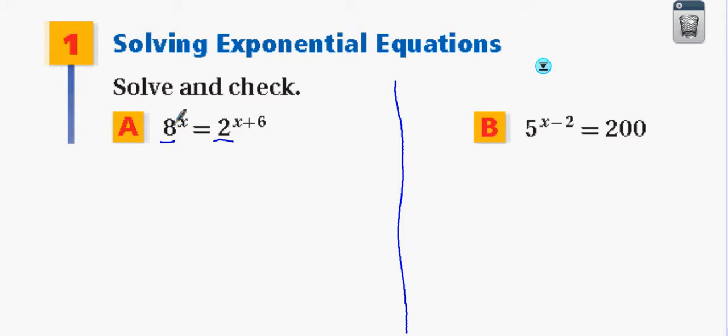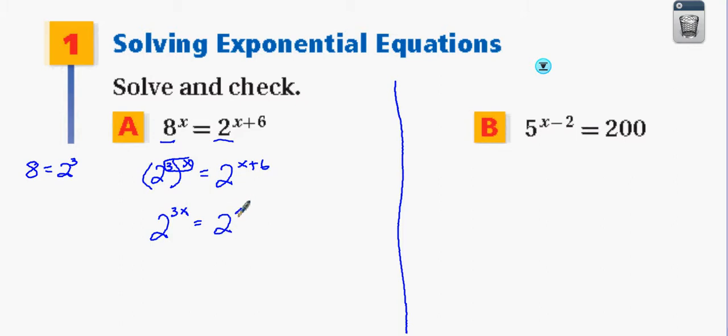Well, I know that 8 is equal to 2 to the third power. So I can take this 8 and do a substitution. So I'm going to replace 8 with 2 to the third. So 2 to the third, to the x, is equal to 2 to the x plus 6. Well, raising 2 to the third to the x power, I multiply these two exponents together. So this becomes 2 to the 3x is equal to 2 to the x plus 6.